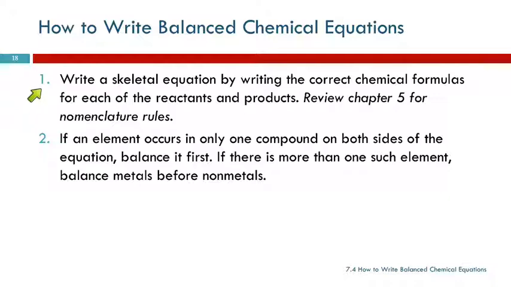So we start out by writing a skeleton equation. We just need the correct chemical formulas. It's really important to get the correct formulas because if those are wrong, the whole thing's going to be a mess. If you have an element that occurs in only one compound, they suggest that you do that one first. If there's more than that, balance the metals before the nonmetals.